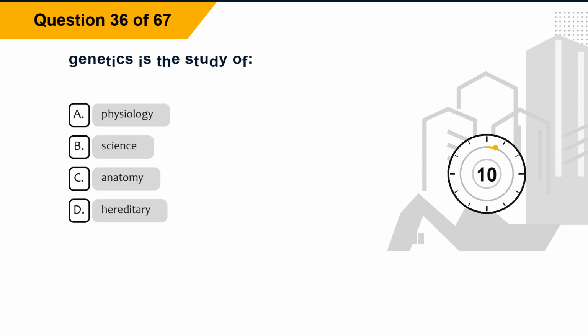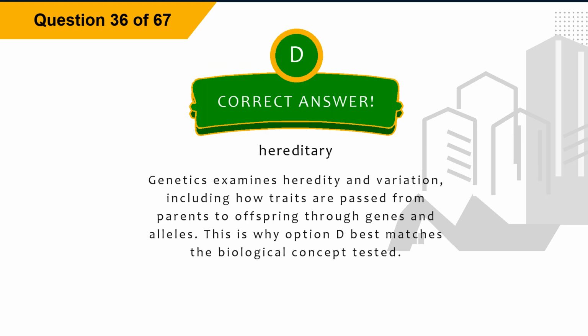Question 36. Genetics is the study of. Option A, physiology. Option B, science. Option C, anatomy. Option D, heredity. The correct answer is option D, heredity. Explanation. Genetics examines heredity and variation, including how traits are passed from parents to offspring through genes and alleles. This is why option D best matches the biological concept tested.